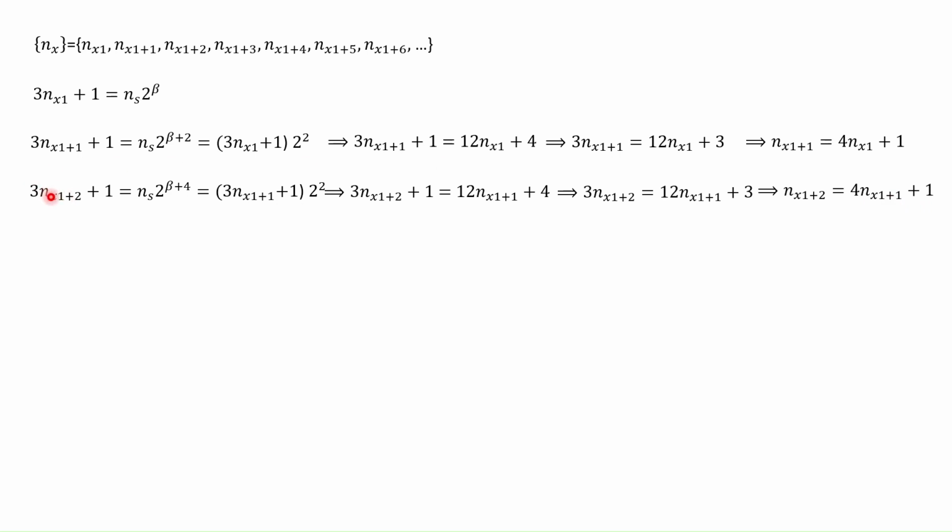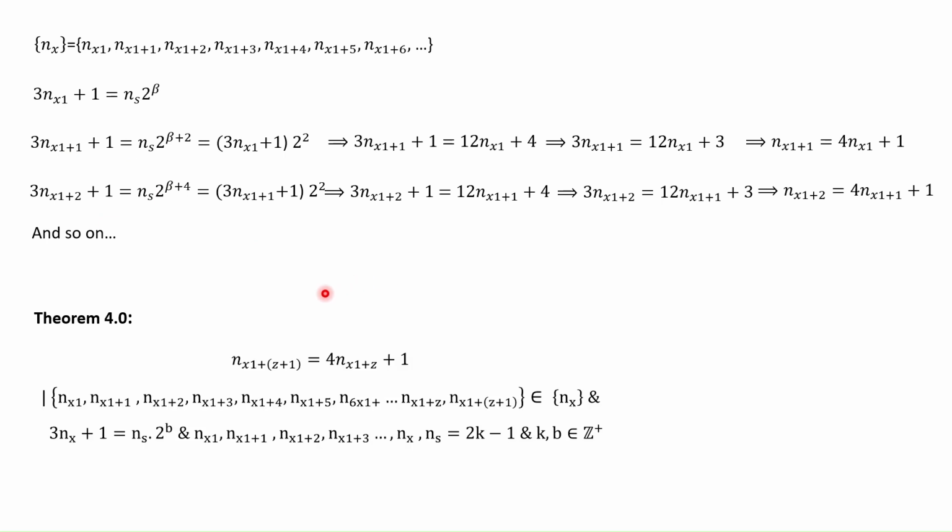So this number is equal to 4 times this number plus 1. Okay, so on and so forth. Now we create a generalized formula: nx1 plus z plus 1 for some number is equal to nx1 plus z. It's essentially the same thing that we were talking about earlier.